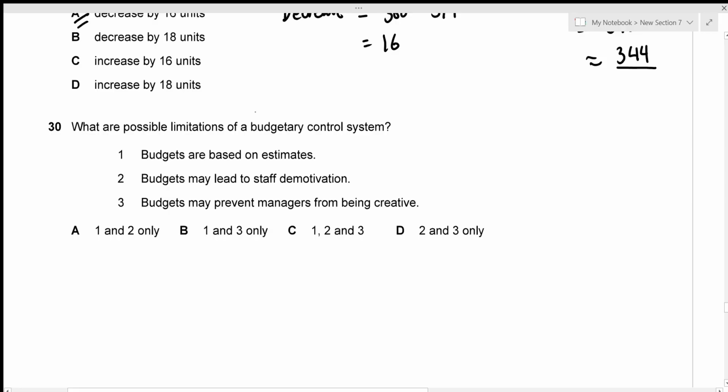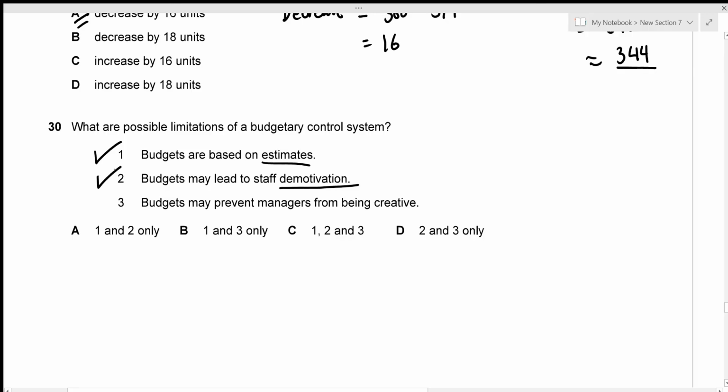What are possible limitations of a budgetary control system? The first one is that the budgets are based on estimates. That's correct. That can be a limitation. The second one is that the budgets may lead to staff demotivation. So budget is something that's going to set the goals for the entire workforce, right? And sometimes the goal can actually act as an overload for the workers and they might lose motivation to properly do their job. So that's going to be correct as well.